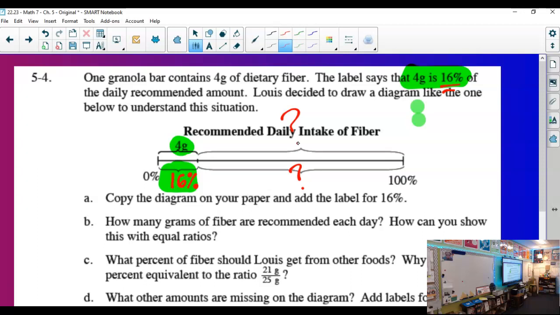So put a percent sign there to make sure that we realize we're talking percentages. And then how could we figure out the missing percent? Well, if we know we're trying to get to 100, and we've already taken up 16, make sure you guys are talking together.